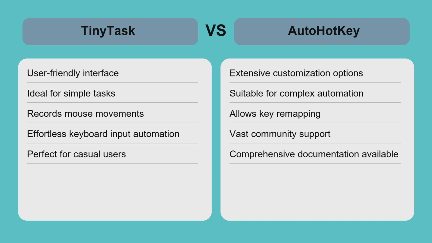On the other hand, AutoHotKey shines in scenarios requiring complex automation, like creating a custom keyboard shortcut that performs multiple actions simultaneously. While TinyTask is straightforward and user-friendly, AutoHotKey provides the flexibility to tackle more sophisticated tasks. Ultimately, the choice depends on whether you prioritize simplicity or advanced functionality in your automation tool.